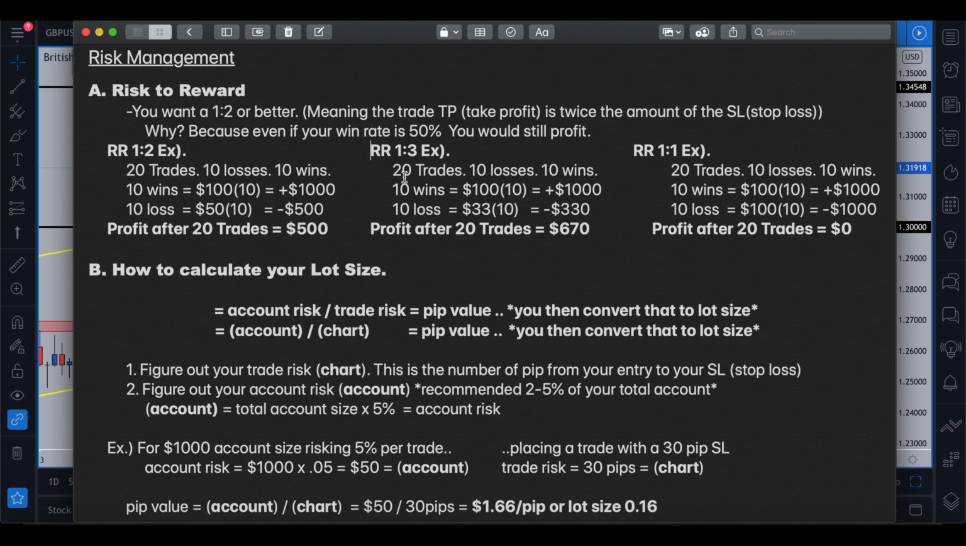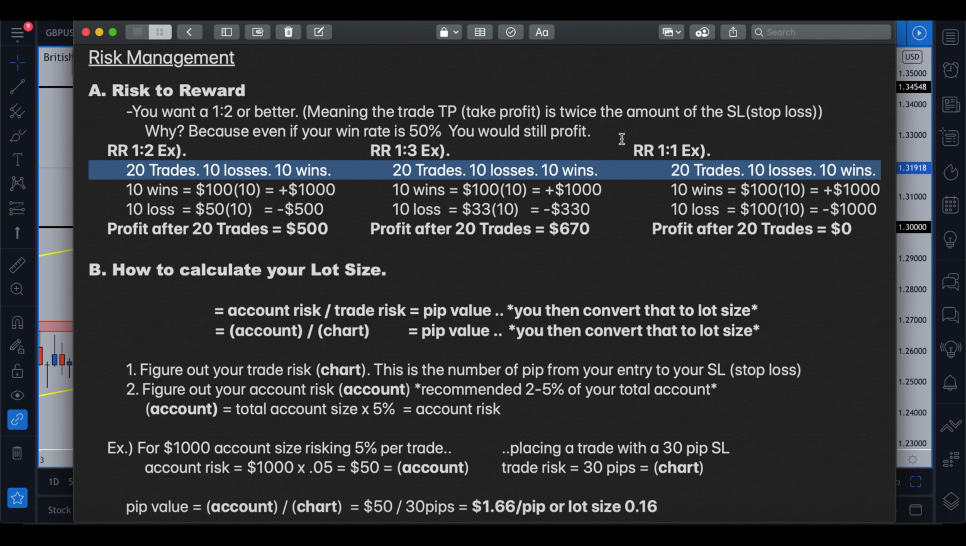If we go to a 1 to 3, it's even better. You get 10 wins for $100, the same amount, but the only difference is you're trading 1 to 3. So every time you lose, it's only a third of what you're trying to profit. You make $1,000, your losses equate to $330, and take that away, you're still on top $670.